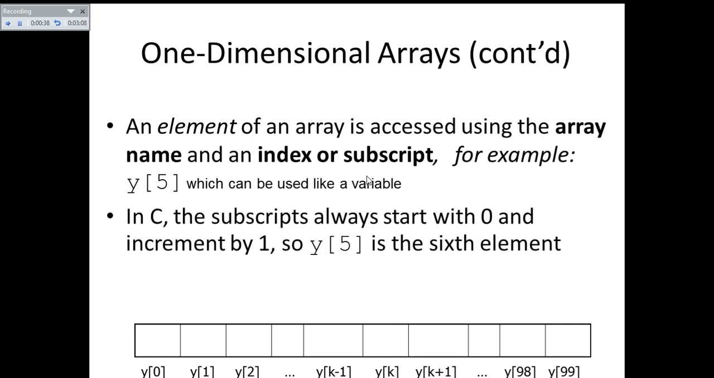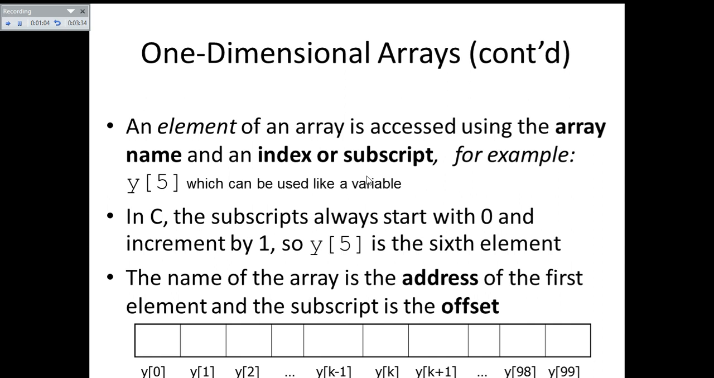In C, the subscripts always start with 0 and increment by 1. So y of 5 is the sixth element. That is what I already explained in the previous slide. Here in C, the subscript always starts with 0. That's why whenever you want to access the fifth element, you have to write the subscript number as 4. y of 4 will give you the fifth element, and y of 5 is the sixth element of your array.